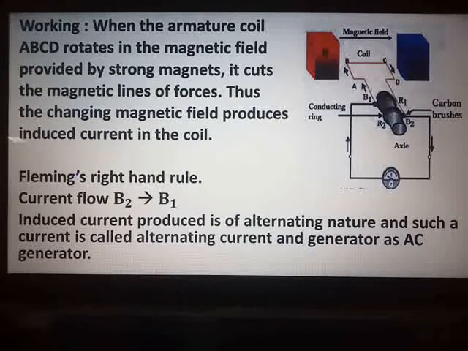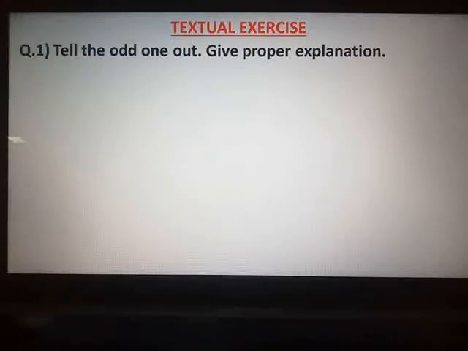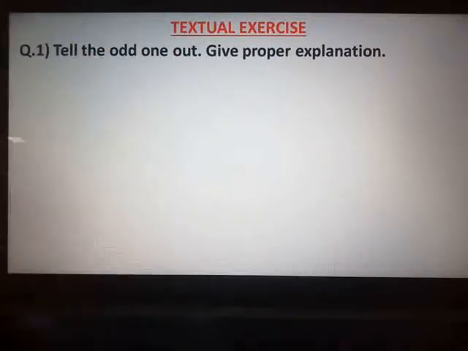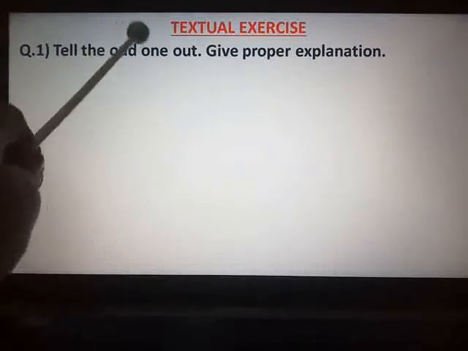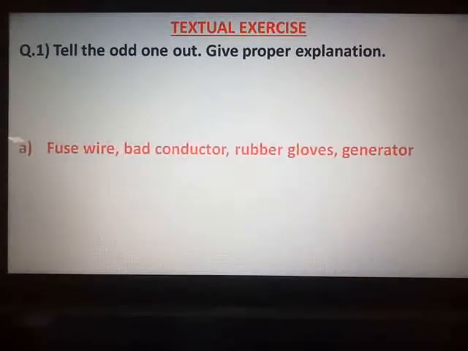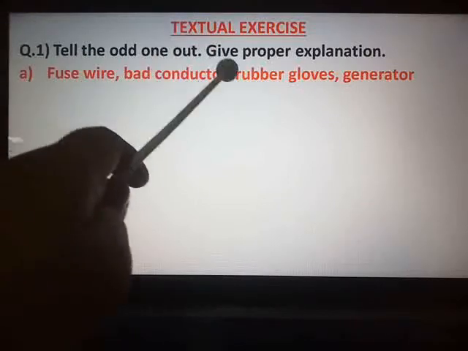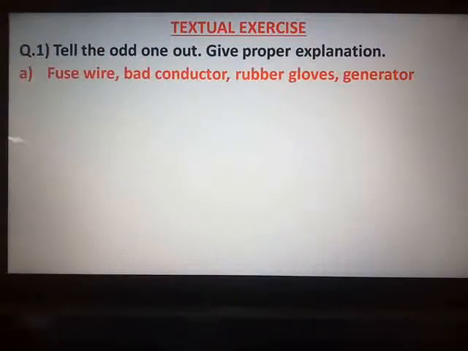Question number 1. DC generator, as I have told you, the topic is removed from your syllabus, so only and only we are going to study about the AC generator. Question number 1 says, tell the odd one out, give proper explanation. Tell the odd one out means find the odd man out. First question: fuse wire, bad conductor, rubber gloves, generator.